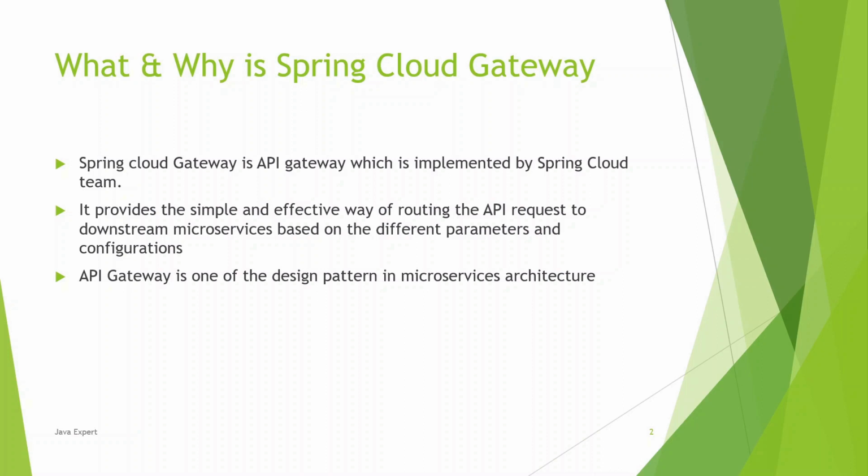So that's the place where we need this gateway, to route client requests to the corresponding downstream microservices based on some configuration and parameters. Okay, so Spring Cloud Gateway is an API gateway which is implemented by the Spring Cloud team. It provides a simple and effective way of routing API requests to downstream microservices based on different parameters and configurations. And one more thing, API gateway is one of the design patterns in microservices architecture, right?